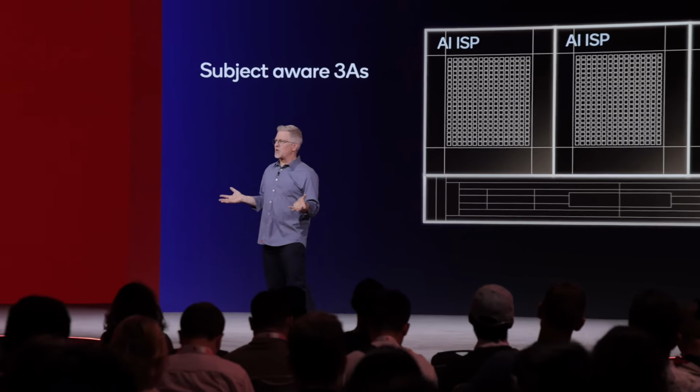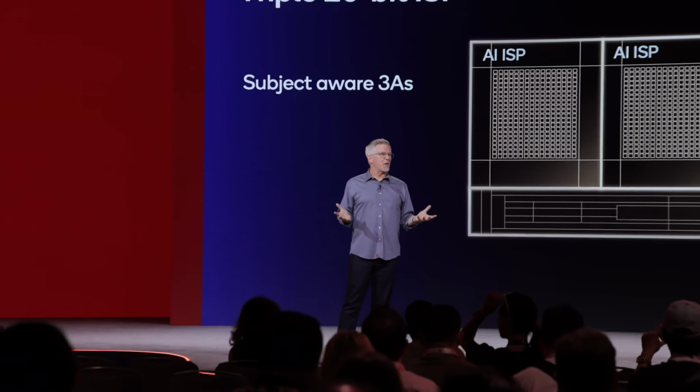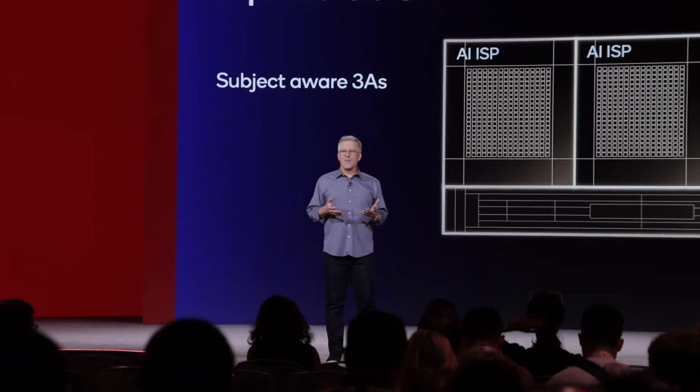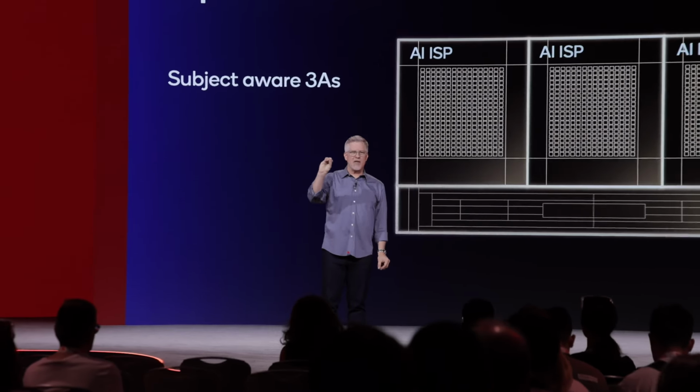So some examples of this are subject-aware 3A. 3A is auto exposure, auto white balance, and autofocus. Specifically for autofocus, these workloads have really allowed you to zoom in and focus on your subject and keep tracking that subject, even when things come in front of the camera and occlude the lens. It's always rock solid and right on.